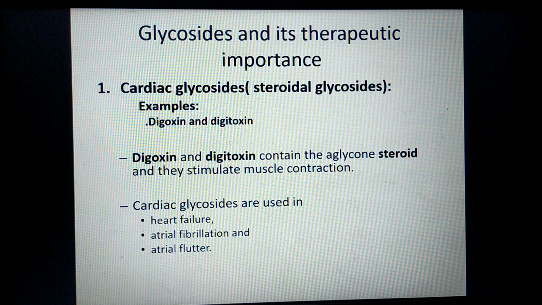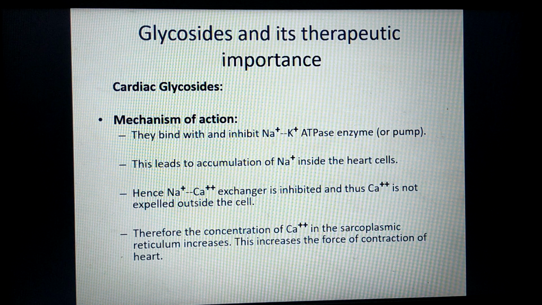In these cases, the heart becomes weak. It cannot pump the blood in the required quantity. So, if such patients are treated with cardiac glycosides, the strength of the heart muscle increases and it will pump the required blood. Now, mechanism of action of cardiac glycosides. Cardiac glycosides inhibit the sodium potassium ATPase enzyme or pump.